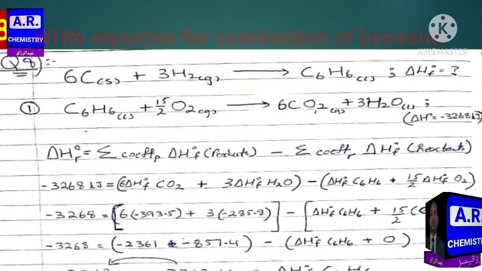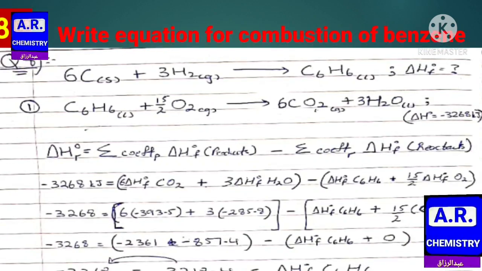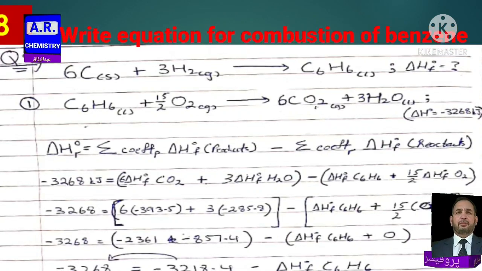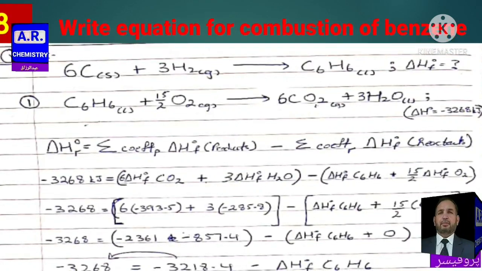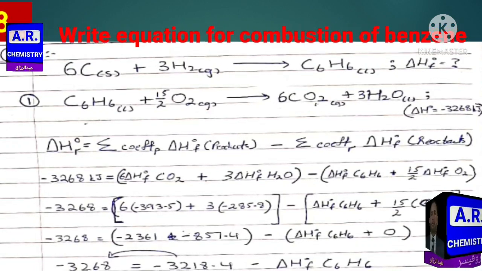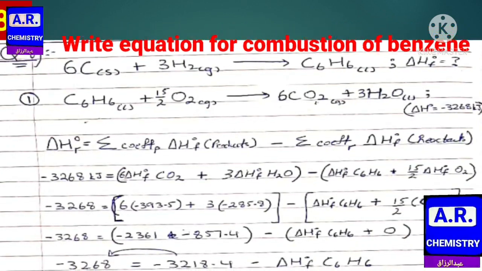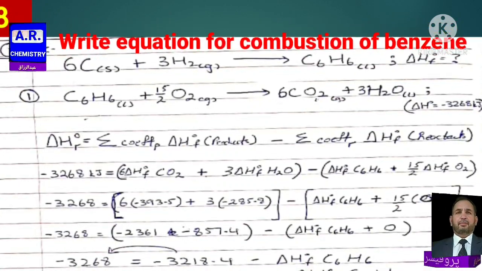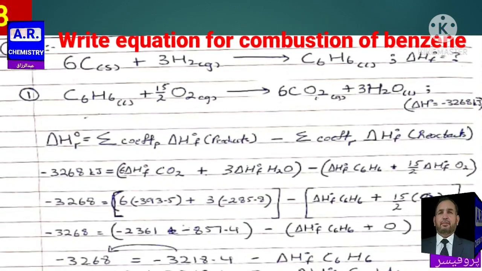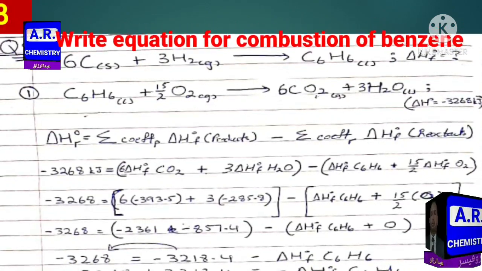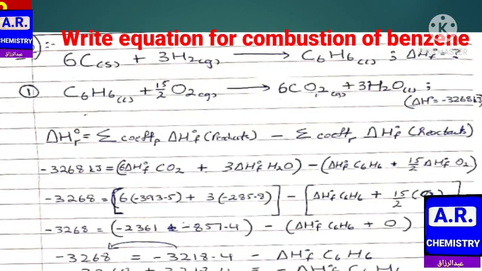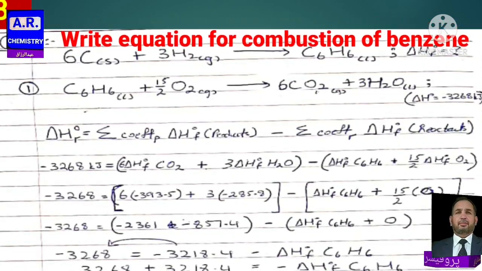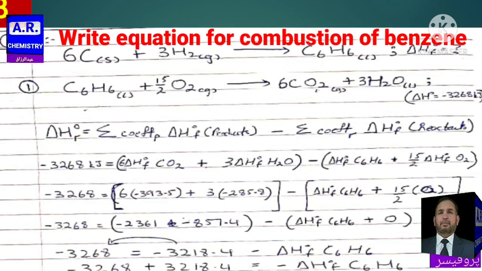As equation number 1, write the reaction for the combustion of benzene, that is C6H6 liquid state plus 15 by 2 O2 arrow, then 6 CO2 gaseous state and 3H2O liquid, and the enthalpy of combustion that has been given in the question, and its value is minus 3268 kilojoules per mole for benzene.